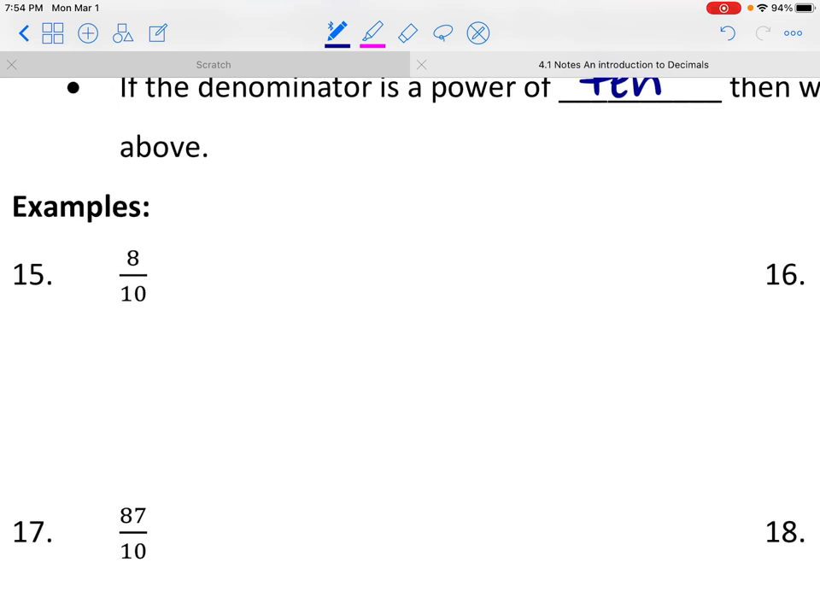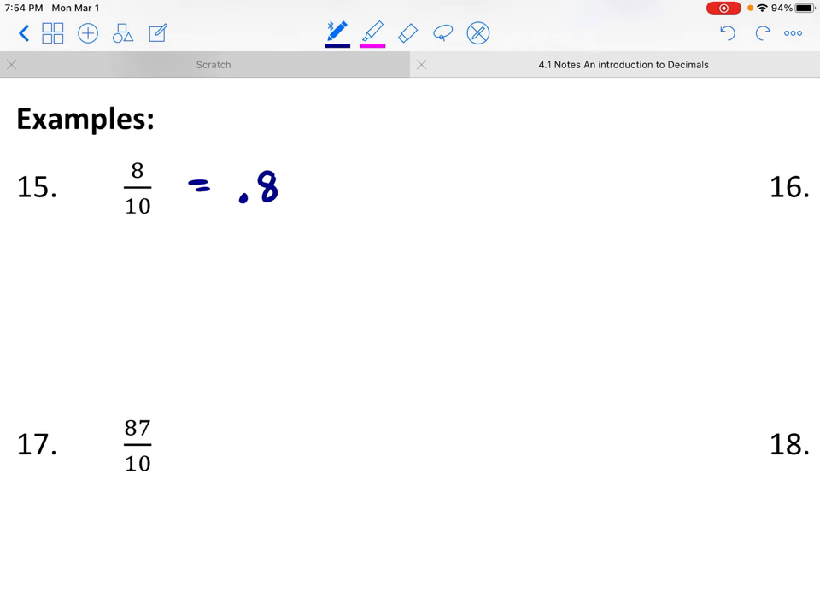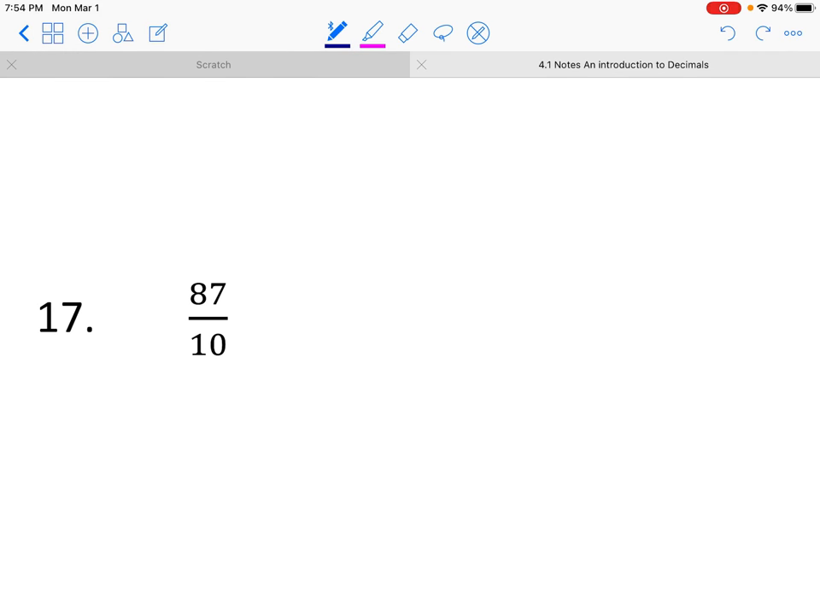So 8 tenths I know is going to be 0.8. That's how we have 8 in the tenths place. But if I have 1 zero here, that means I should have 1 digit after my decimal. Okay? Or here, for example, with 87 tenths. I know this is going to be 8.7 because I have 1 zero, that's just one number after my decimal. So you're going to take the top of your fraction and just move your decimal to where it needs to be.